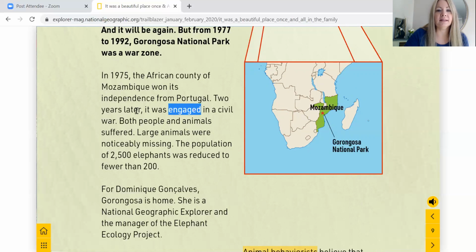So 2 years later, we're talking about the country of Mozambique. And we're talking about 2 years later, it was engaged in a civil war. We know that civil wars, like in our country, is where 2 sides of the country are fighting against each other. So what's a word that we could think of that would make sense there? 2 years later, it was having a civil war. Yeah, I would say absolutely. Or involved in a civil war. If you came up with either of those, good for you. That's how we use our strategies.